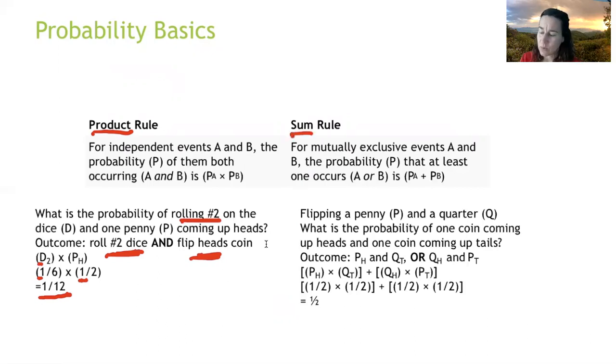Sum rule is going to add things up together. In this example for the sum rule, we've got a penny and we've got a quarter. So we have two different coins. So what's the probability of one coin coming up as heads and another coin coming up as tails? So in this, it could be the penny that showed up as heads, or you could have the quarter as heads. And then the tails could be on the quarter, or the tails could be the penny. So we need to add all of that up.